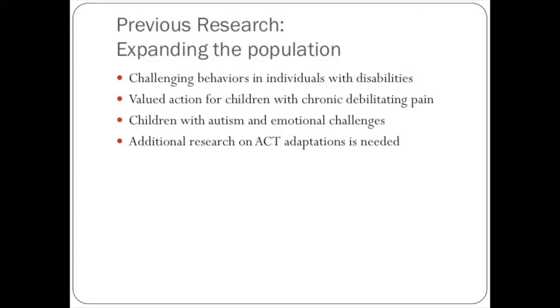ACT maintains that experiential avoidance is a universal phenomenon, so it affects all people and is not just limited to a certain population. Given this understanding, literature has begun to expand the use of ACT to other populations, and more research is still needed to explore innovative ways to adapt ACT to these different groups of people. There have been some recent studies addressing topics such as challenging behaviors in individuals with disabilities, valued action for children with chronic debilitating pain, and children with autism and emotional challenges.